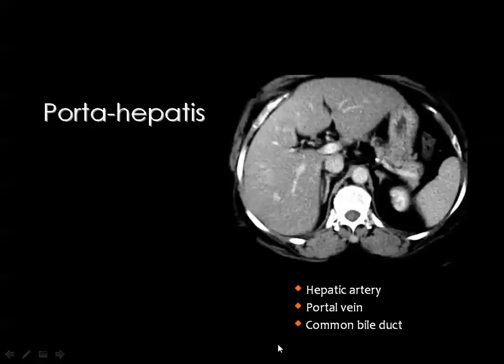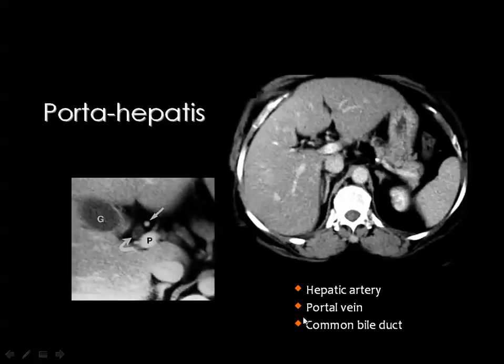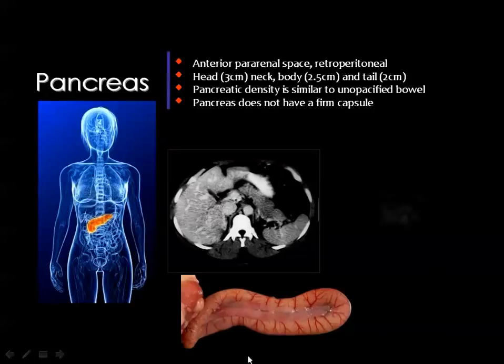The porta hepatis contains three major structures: the hepatic artery, the portal vein, and the common bile duct. Of course, the most commonly seen structure is the portal vein, and you can see some fat, and one of these structures may be the hepatic artery. Using special techniques you can see the portal vein, the hepatic artery, and the common bile duct.